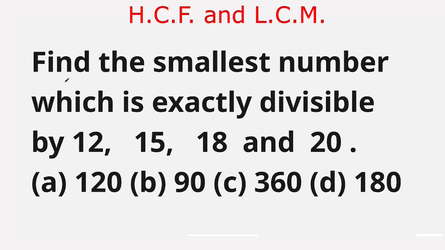Our question is, find the smallest number which is exactly divisible by 12, 15, 18 and 20. The given options are option A, 120, option B, 90, option C, 360, option D, 180.